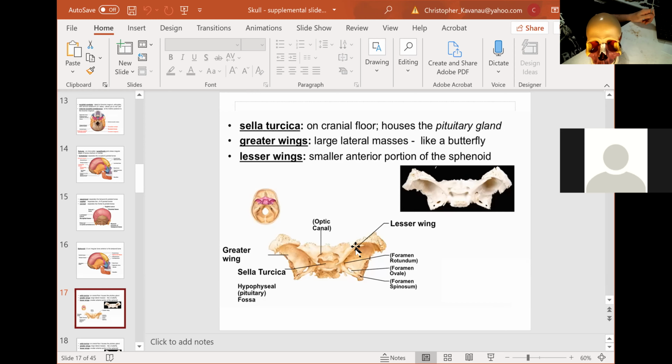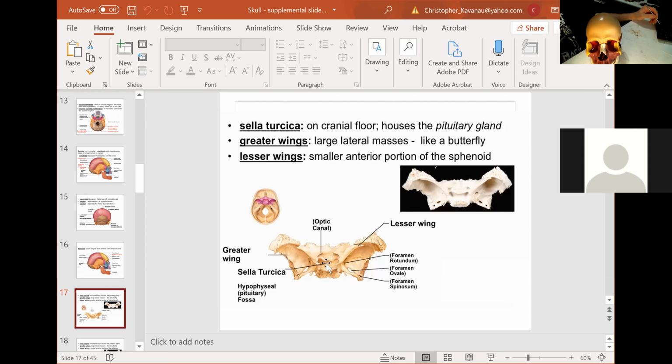and if you're actually holding a physical specimen in your hands, it looks like a double-winged butterfly. So you have two wings here that are called the lesser wings. So the lesser wings are lesser. And then you've got the two bigger wings called the greater wings. So the greater wings are the greater wings. So those are easy to memorize. And then in here, you have what's called the sella turcica. That means Turkish saddle. And the pituitary gland sits in there.